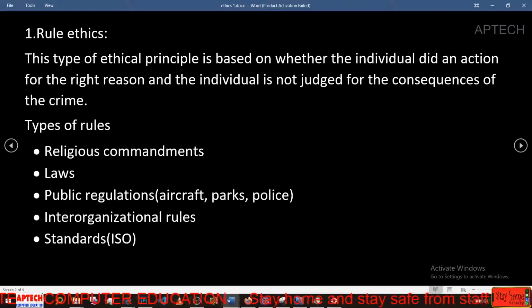Some types of rules are religious commands, laws, and public regulations, like in aircraft, where they don't allow you to do some stuff. Religious commandments, the Bible, all those laws which are there. Inter-organization rules: if you enter an organization, each and every organization has rules. I'm sure in Aptech they also give you a bunch of rules to follow.